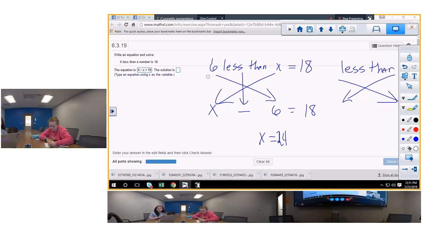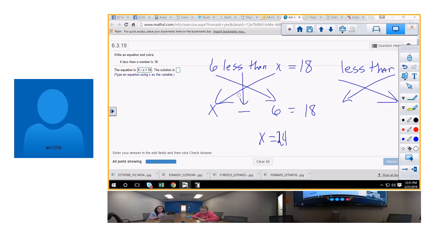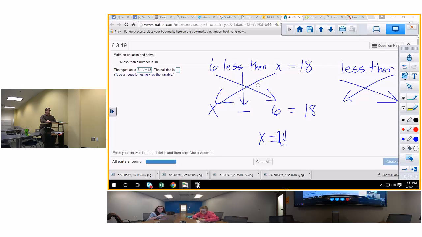Crisscross. When you see less than, make sure you crisscross. You don't have to do it with more than because addition is commutative. 2 plus 3 is the same as 3 plus 2. Subtraction is not.